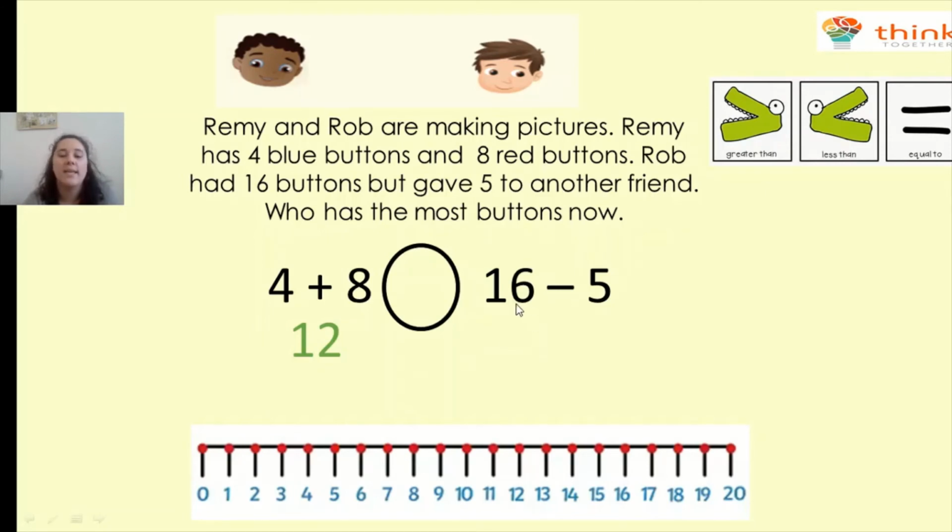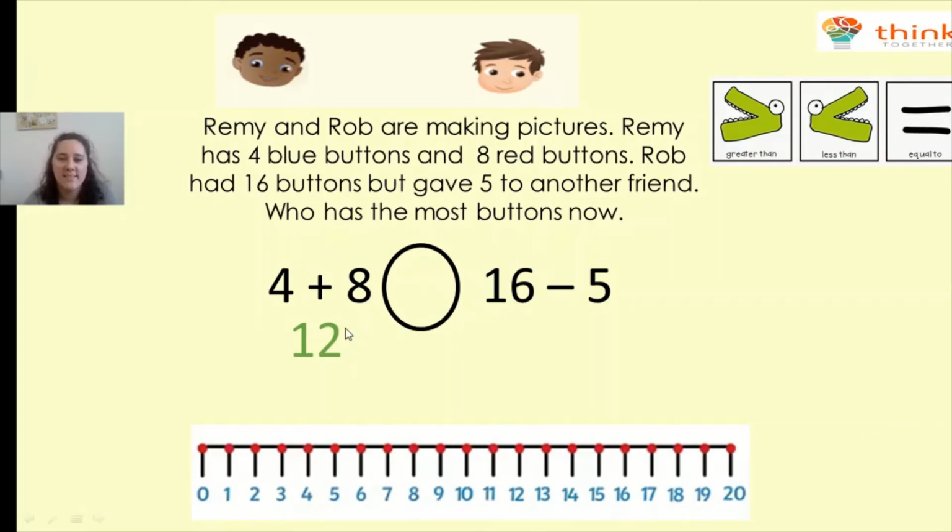Our question here is 16 take away 5. Ooh, have you noticed what's a bit different about this question? Well done. This is a take away question. So let's have a little think. When we take away, what do we need to do on the number line? Do we need to go forwards or do we need to go backwards? Brilliant. We need to go backwards on the number line because we are taking away.